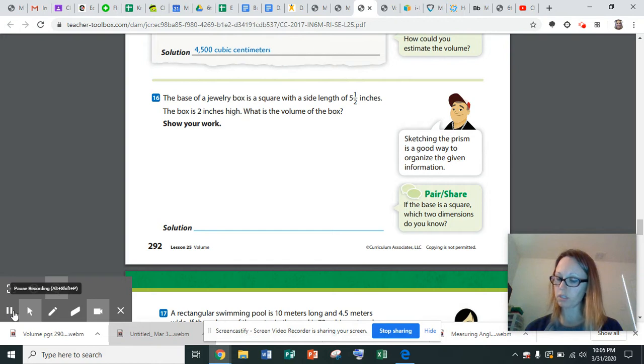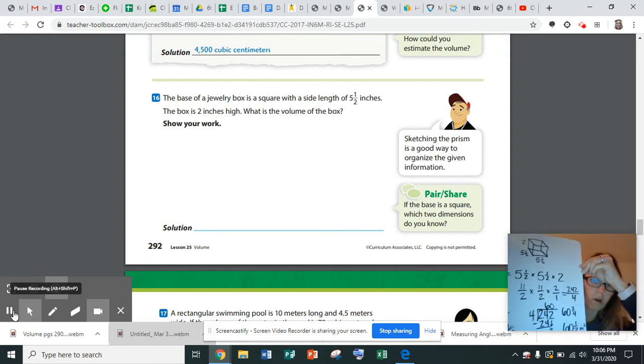4 cannot go into 2, but 4 can go into 24 6 times. And then you bring down your 2. 4 cannot go into 2. So you get 60 2/4, or 60 1/2 cubic inches.